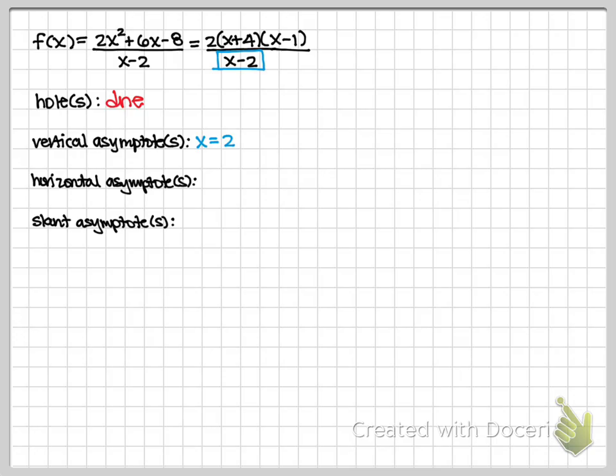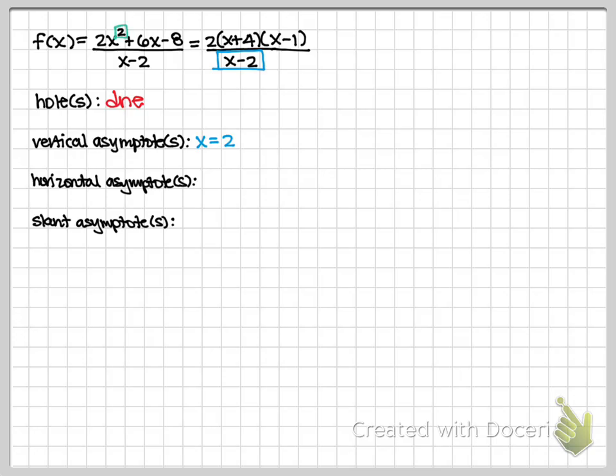Okay, so I went through and I factored. I don't have any factors that match top and bottom, so there are no holes, but I do have a vertical asymptote at x equals 2. So I can't really simplify this because there's no hole. There's nothing that matches top and bottom. So let's go ahead and take a look back at the original and look at the degree.